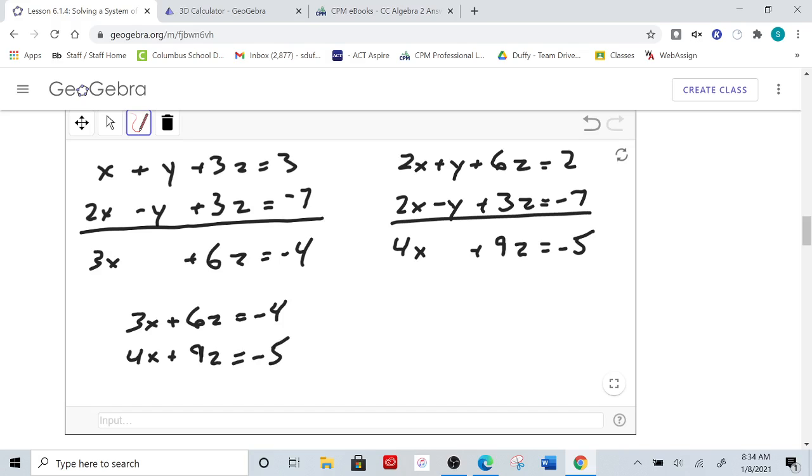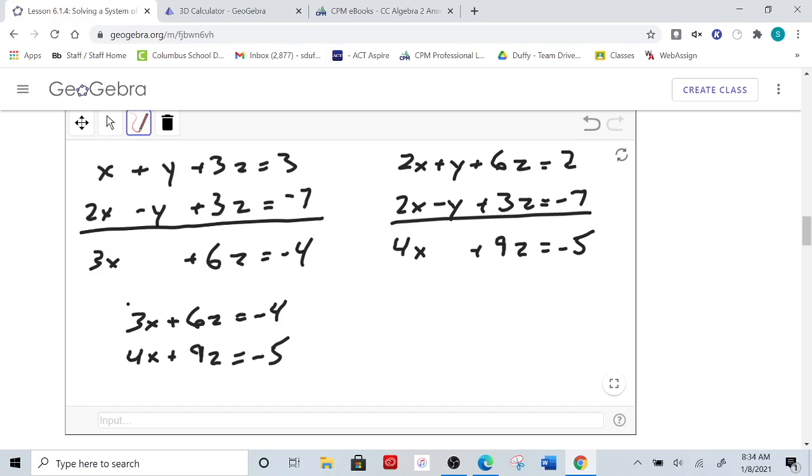But this one, it isn't apparent what you are going to eliminate. So you have to kind of pick and choose what you're going to do. If I wanted to eliminate the x's, I would multiply maybe the top by -4 and the bottom by +3, and that would get rid of the x's because you have a -12x on top, +12x on the bottom. If I wanted to get rid of the z's, which is what I'm actually going to do, I'm going to get rid of the z's.